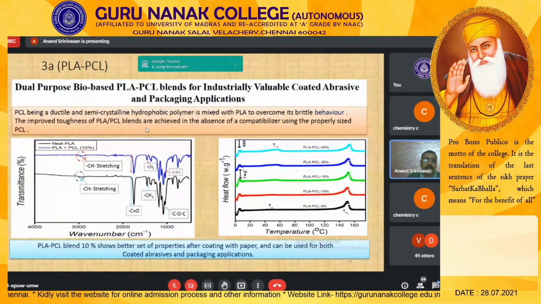The performance is very good, and PCL being a ductile material, what happens? When you add PCL with PLA, it removes the stiffness of your PLA. That is what you wanted. You want a slightly flexible material compared to your PLA. Therefore, when you add PCL to PLA, you are able to improve the toughness, and besides toughness, we were also able to improve the performance of coated abrasive products. And again, we did a DSC. We found 10% of the PCL is enough to modify the properties of your PLA.